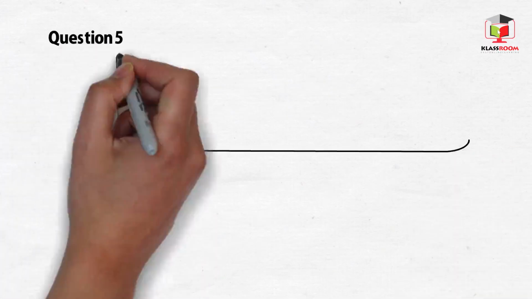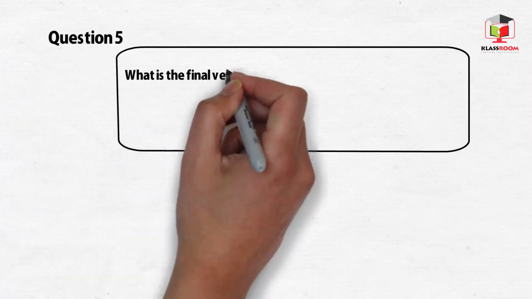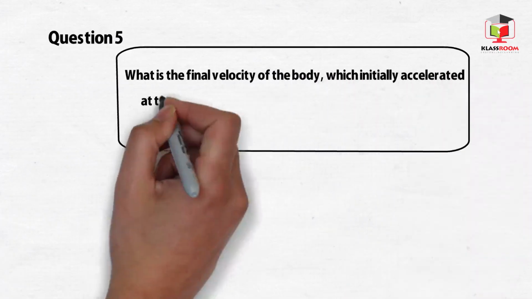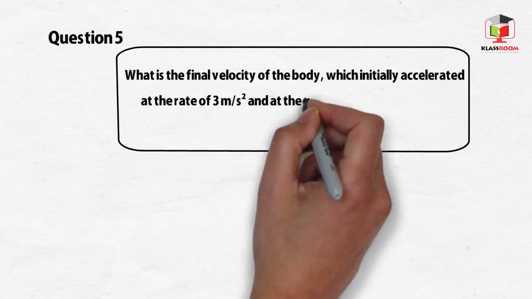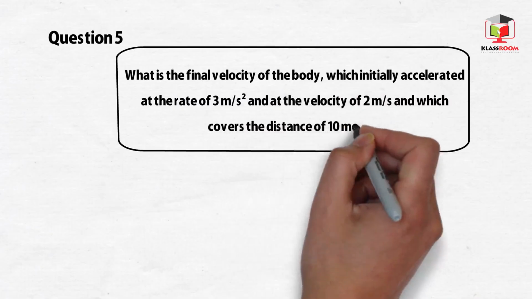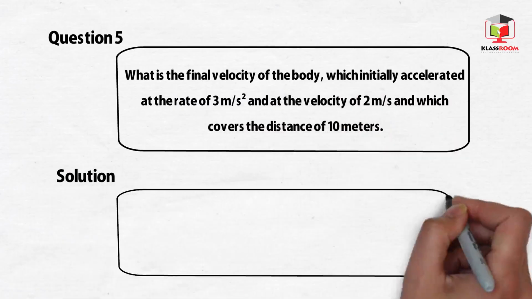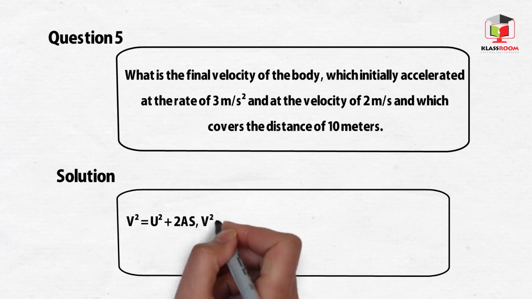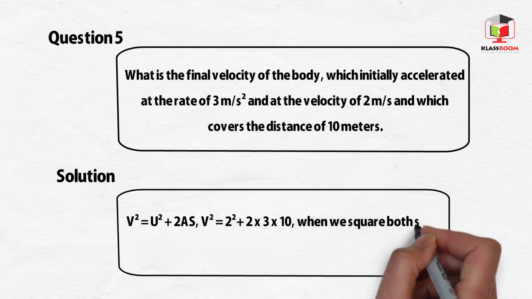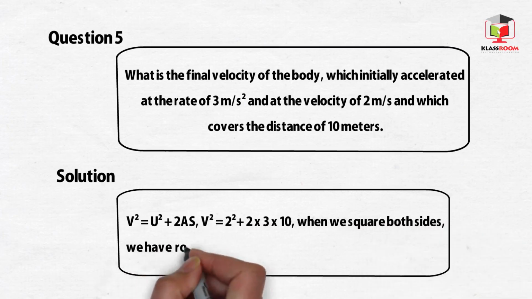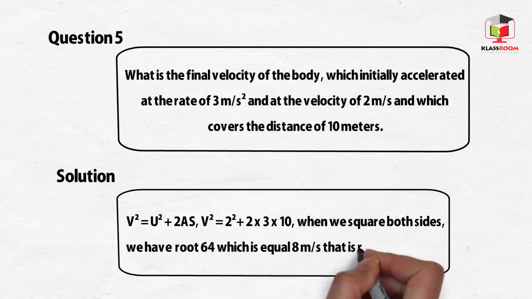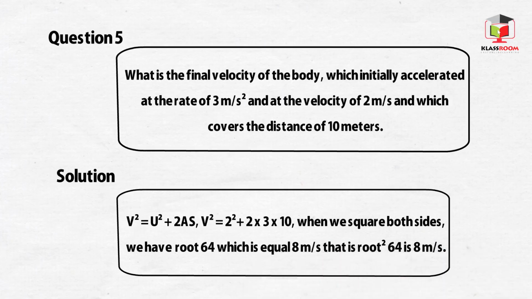Number 5. What is the final velocity of a body which initially accelerated at the rate of 3 meters per second squared and at a velocity of 2 meters per second and which covers the distance of 10 meters? Solution. V squared equals U squared plus 2AS. V squared equals 2 squared plus 2 times 3 times 10. When we take the square root of both sides, we have root 64, which is equal to 8 meters per second.